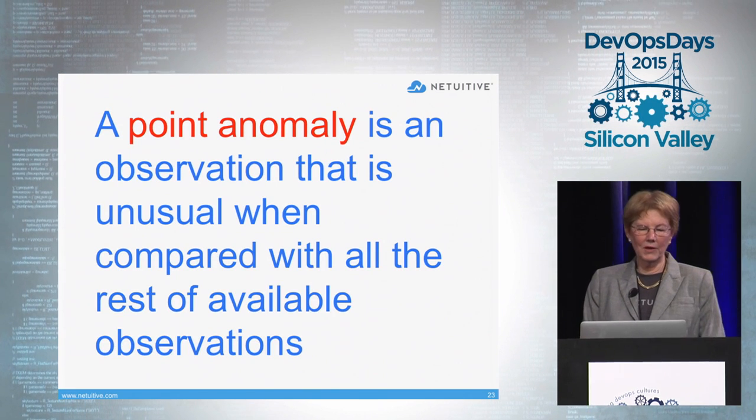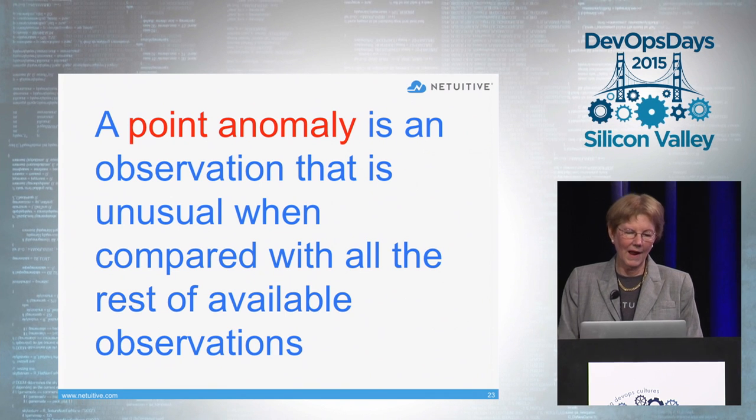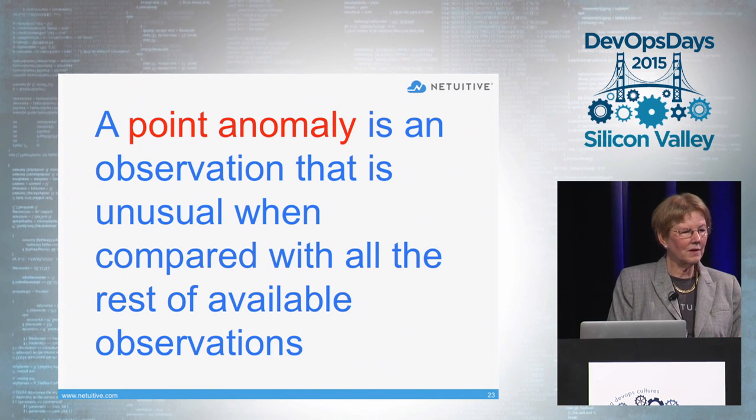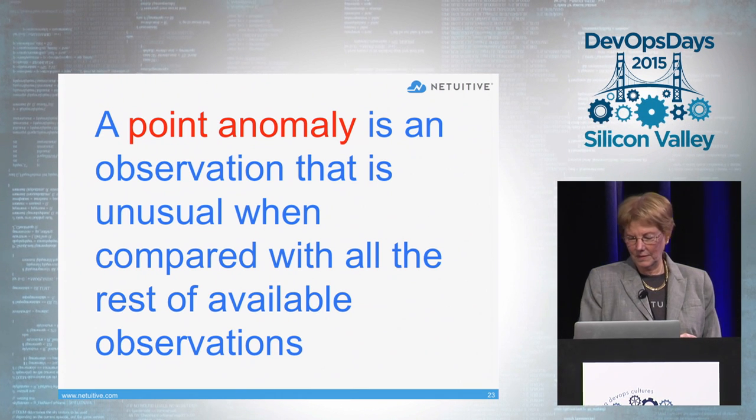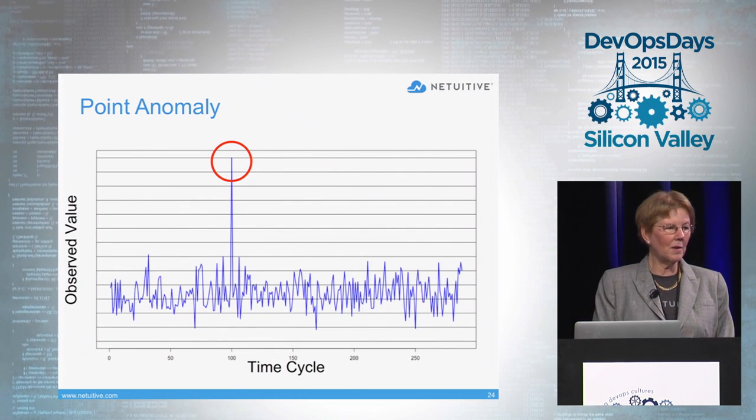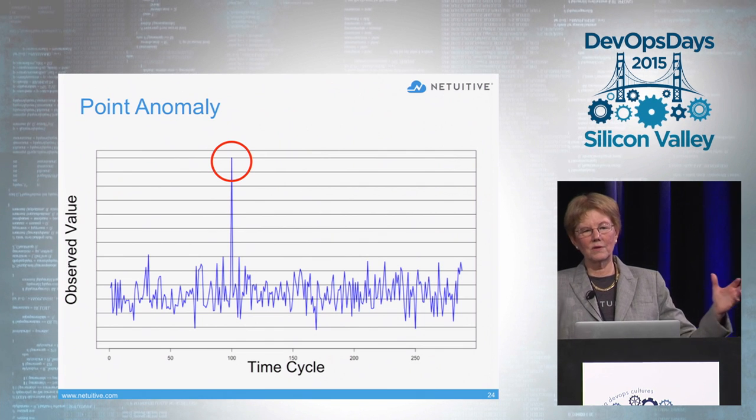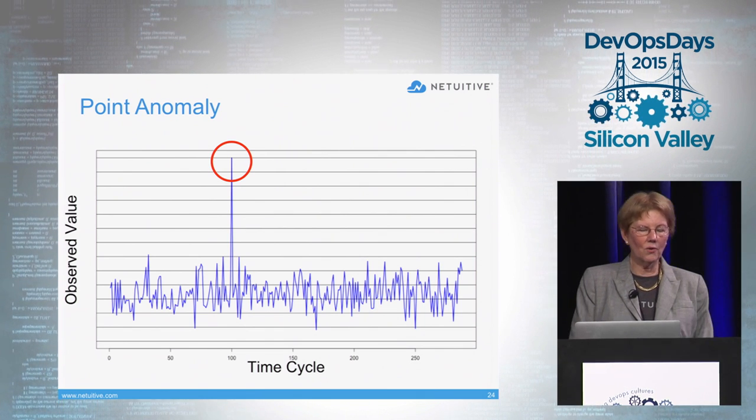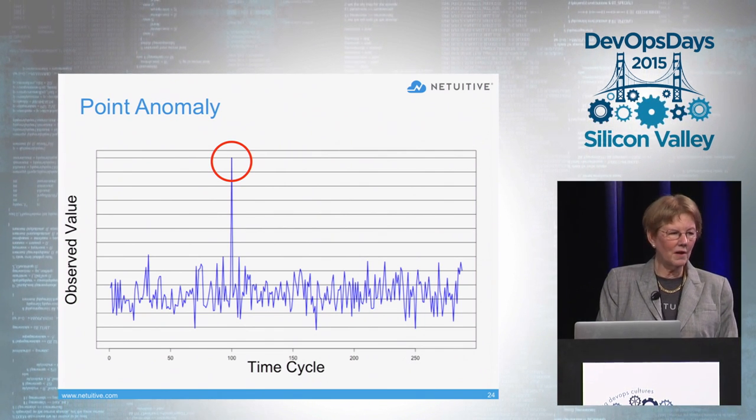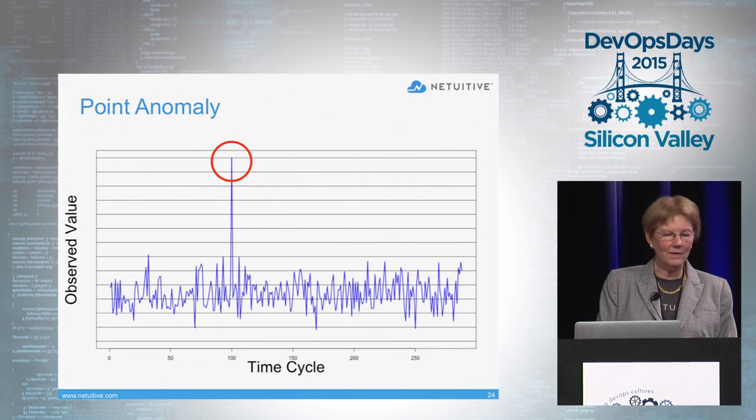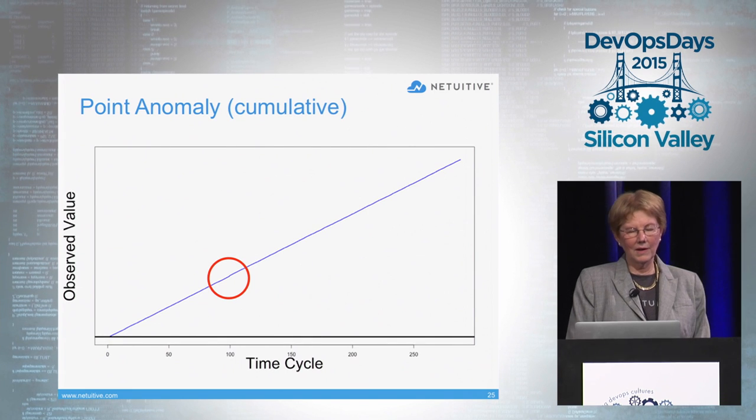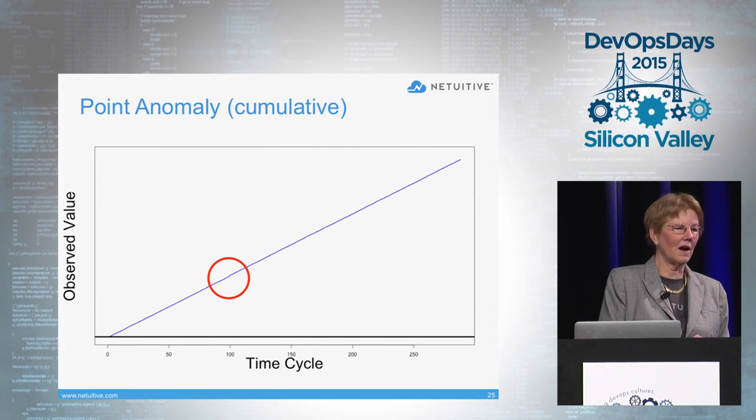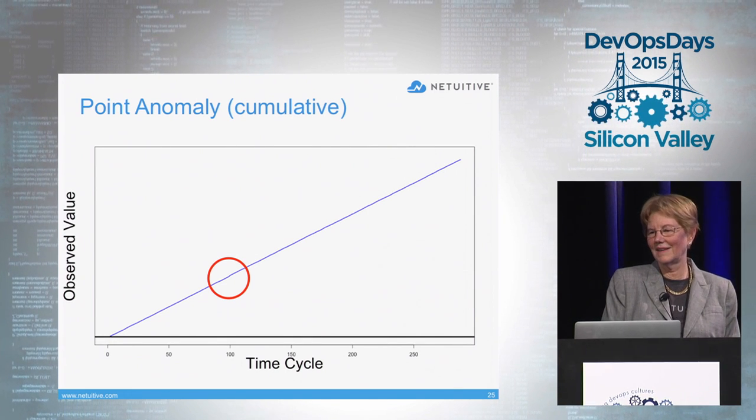A point anomaly is an observation that's unusual when compared to all other observations that are available to you. Good example, a simple time series. You look at all the values that you've seen of this time series across time, and guess what? One stands out as the outlier. That's a pretty easy to detect anomaly. Well, I just lied. Not so much.